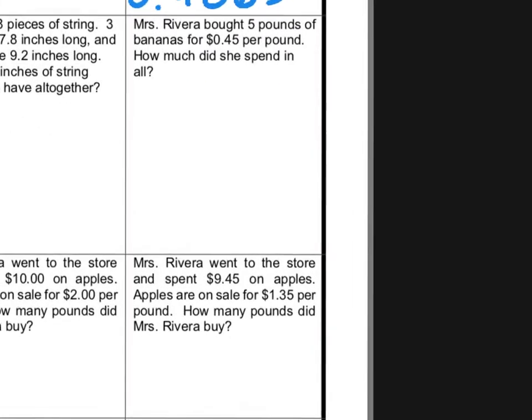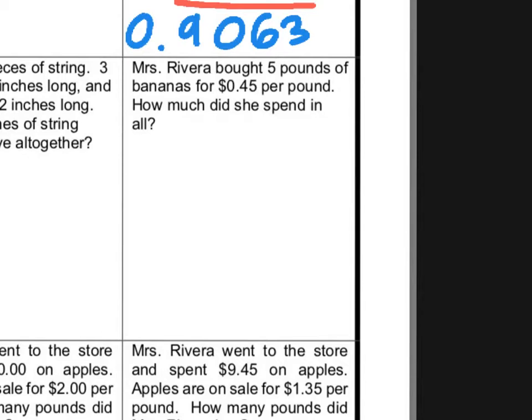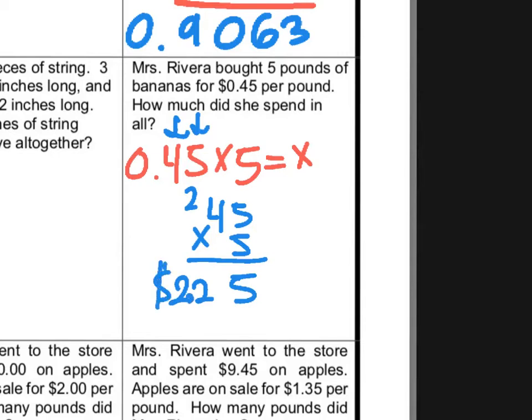For the second one, it says Mrs. Rivera bought 5 pounds of bananas for 45 cents per pound. How much did you spend in all? So all we gotta do is do 45 cents times 5, because you have 5 pounds of bananas, equals X. So we can do that by doing 45 times 5. 5 times 5 is 25, carry the 2. 5 times 4 is 20, add 2 makes 22. And you have 1 number, 2 numbers behind the decimal. So it'll be $2.25 for the 5 pounds of bananas.